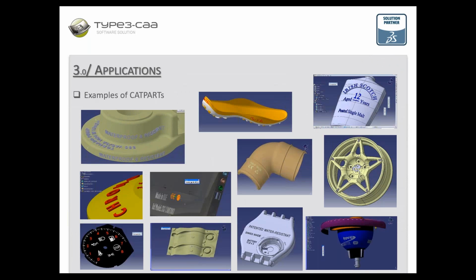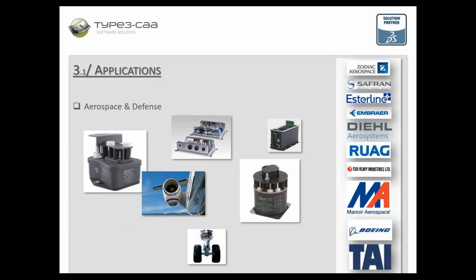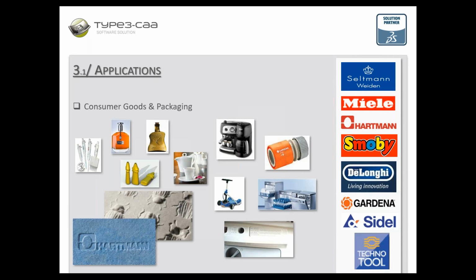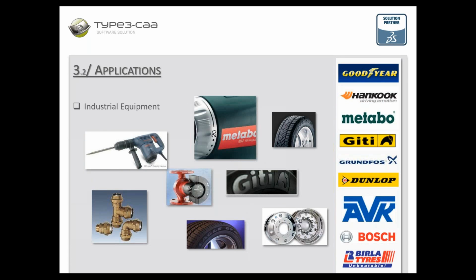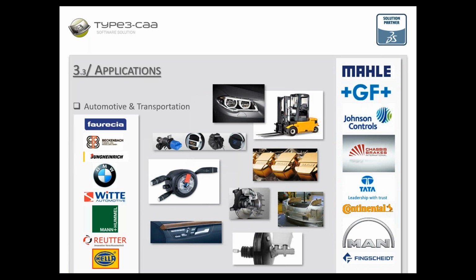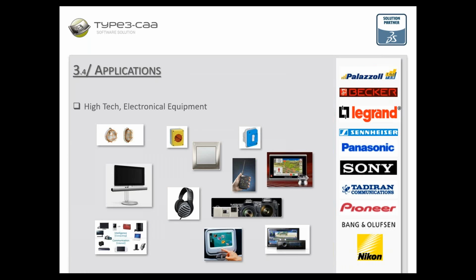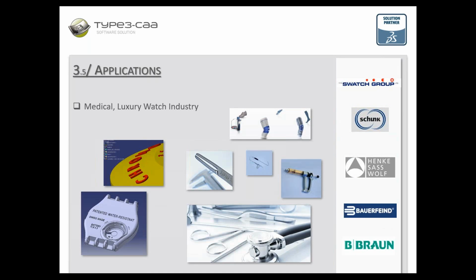Here you can find some examples of CATPARTs with text or with logos on them. The Type 3 add-on is used by many companies worldwide. Here you can find some references, for example, in the aerospace and defense. Many users in the consumer goods and packaging industry, industrial equipment, many users in the automotive and transportation industry, but also high-tech and electronic equipment, medical, luxury watch industry, etc.